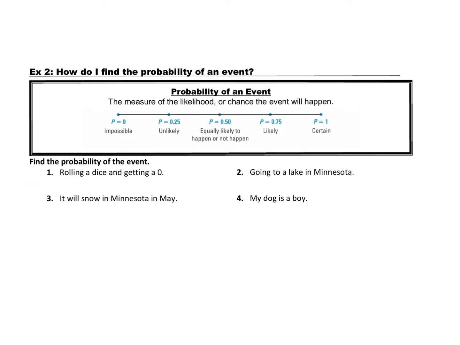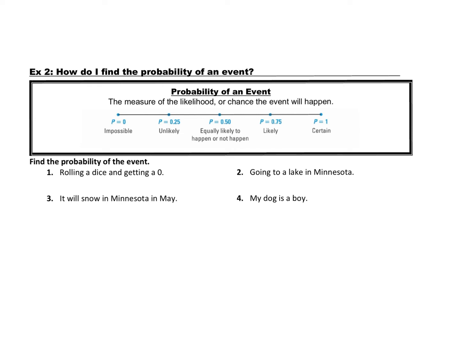All right, example number 2, how do I find the probability of an event? So the probability of an event is the measure of the likelihood or the chance the event is going to happen. One way that we can measure probability is by looking at things on the scale of 0 to 1, where 0 would be impossible and 1 would be certain. So it's kind of on that scale between those.